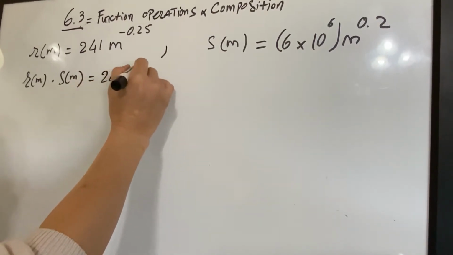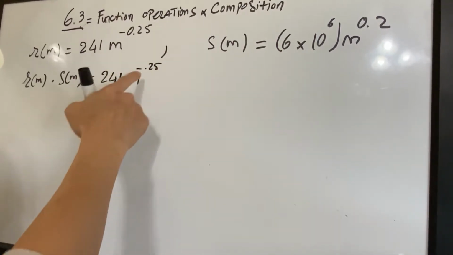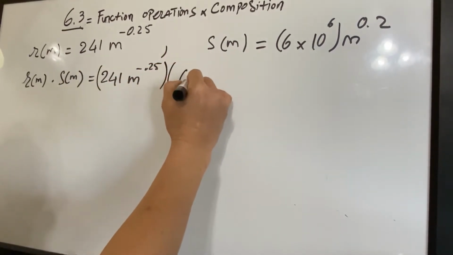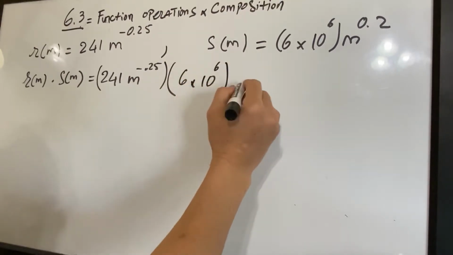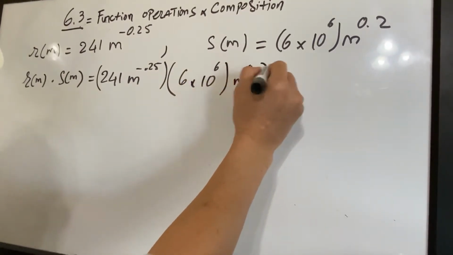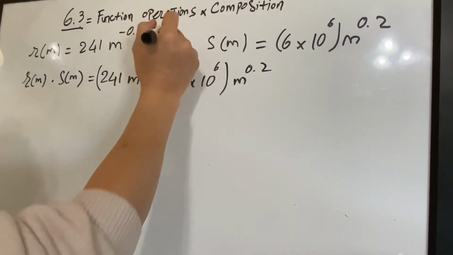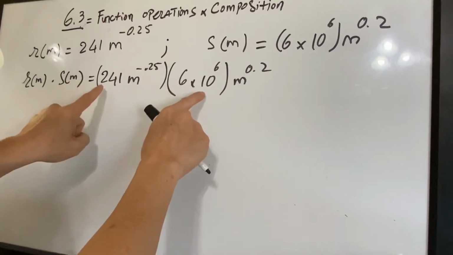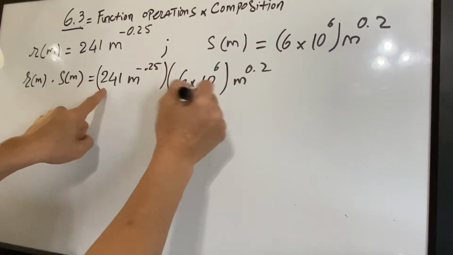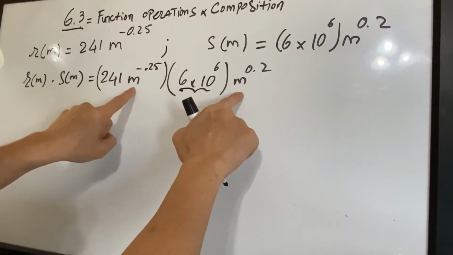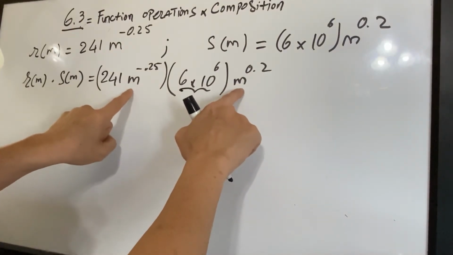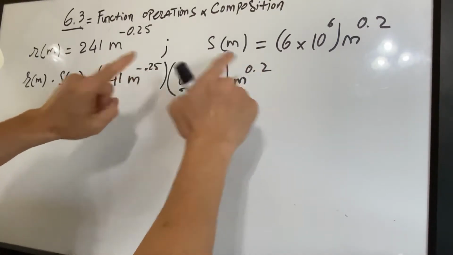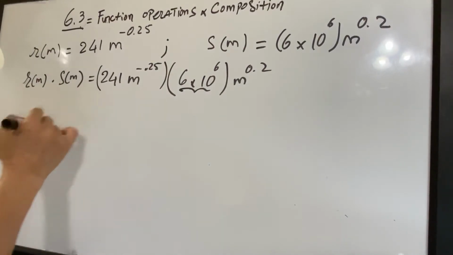241 m to the negative 0.25, I hope you see that, times 6 times 10 to the 6, and m to the 0.2. Now, ladies and gentlemen, we are dealing with multiplication. I simply multiply the constants together, and I multiply the variables together. The variable is in the same base, so I keep the base and add the exponents. So what's the outcome?